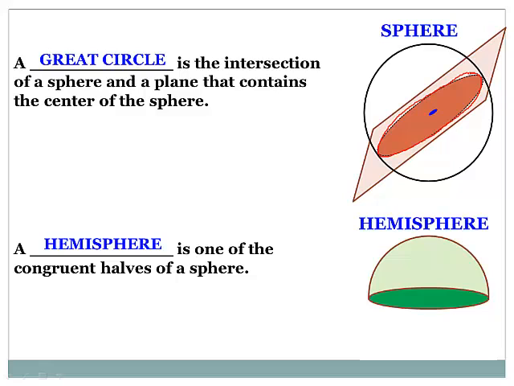And a hemisphere is one of the congruent halves of a sphere. So if you were to cut a sphere directly in half, you'll have a hemisphere. So that's a hemisphere.